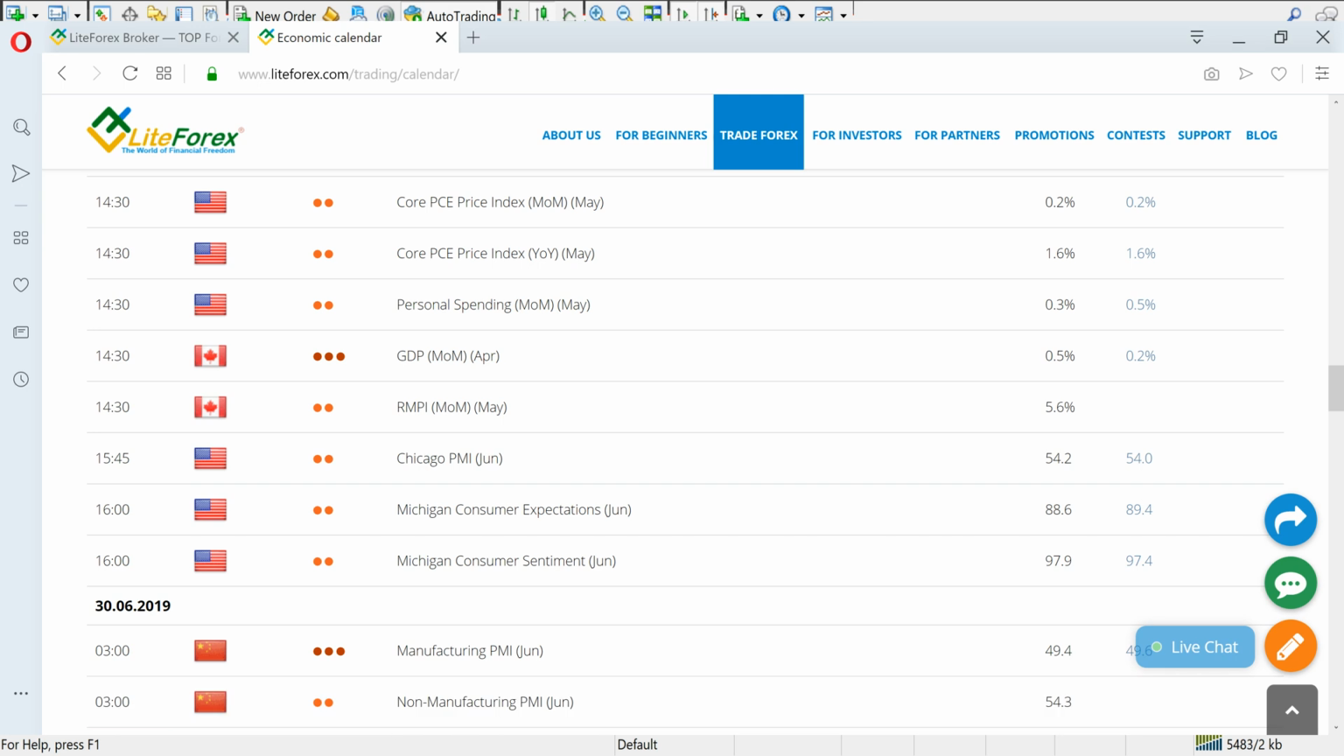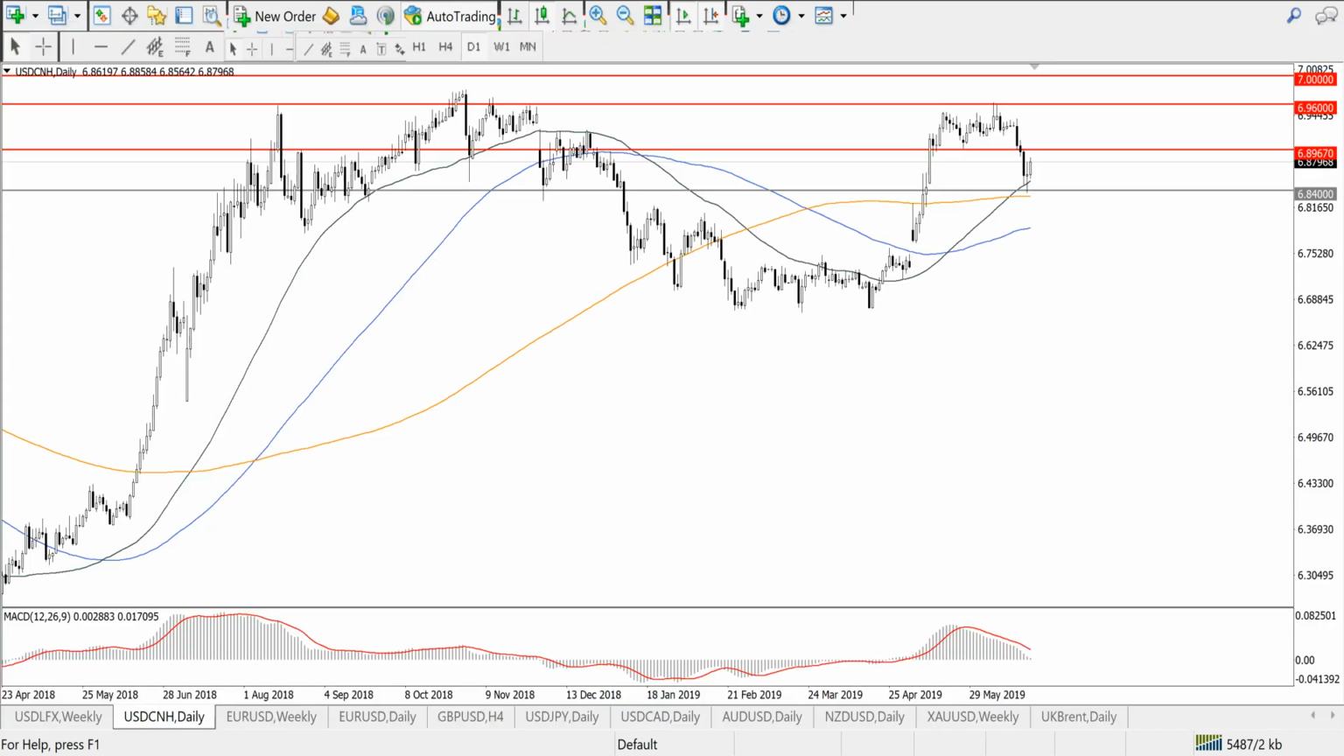Let's return to the price charts in MetaTrader and have a look at the chart of the US dollar versus the Chinese yuan. Trading will likely be rather active this week ahead of the G20 summit, and we can see that last week the currency pair managed to test support in the area of 6.84. Then there was a turnaround to the upside from that level.